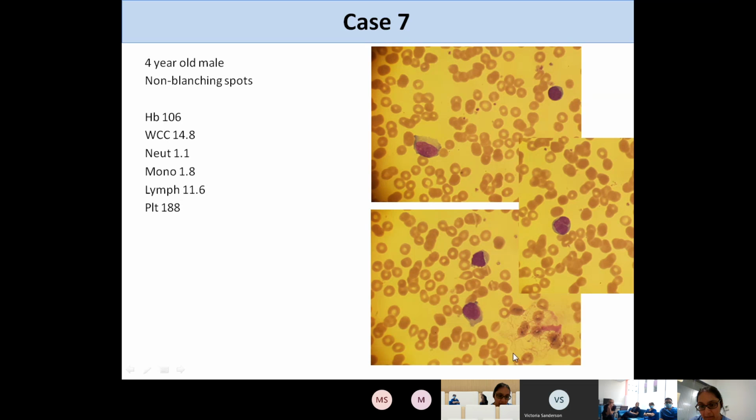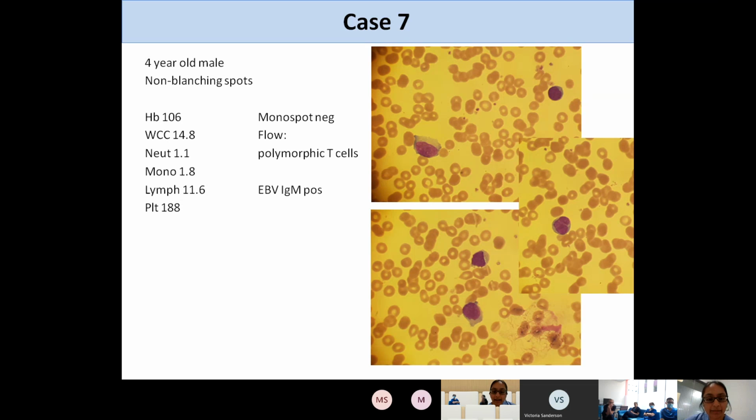And then here, I don't know what this is, but it doesn't look right. The chromatin is open. There's maybe a nucleolus here. It's a cleaved nucleus. It doesn't have very much cytoplasm. It's quite big. Is this a blast? Is this an atypical lymphocyte? It's hard to know.